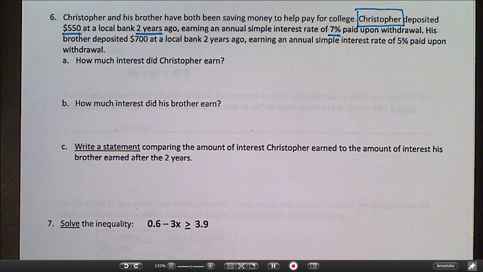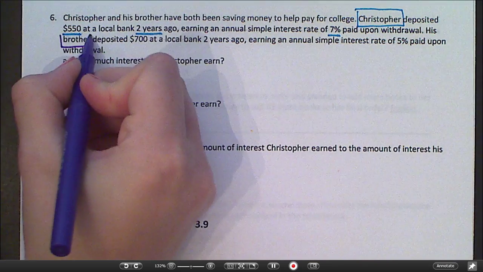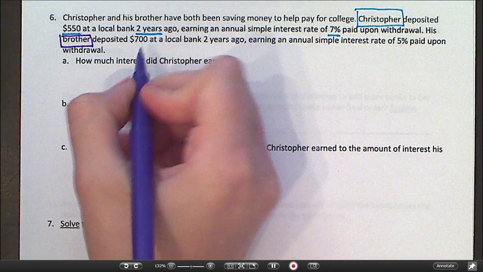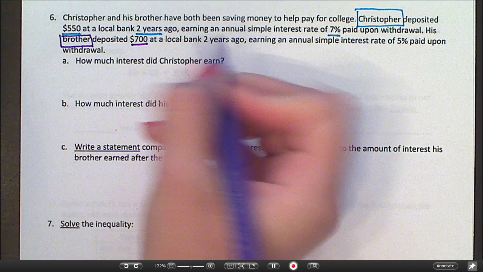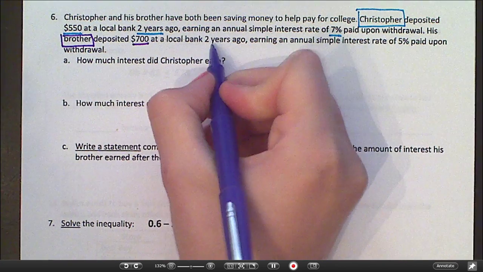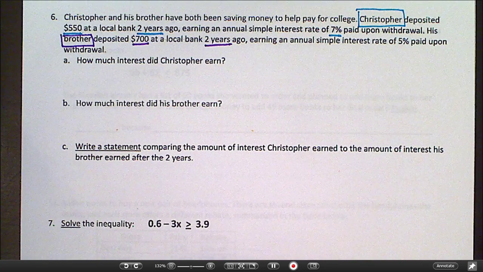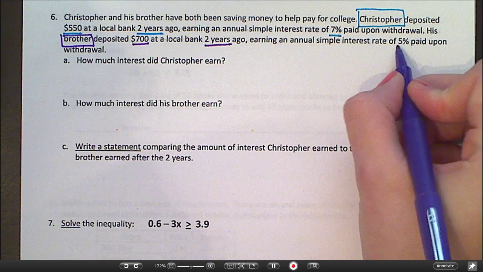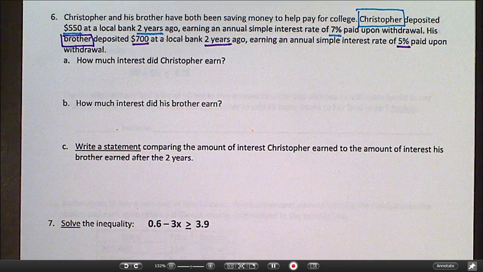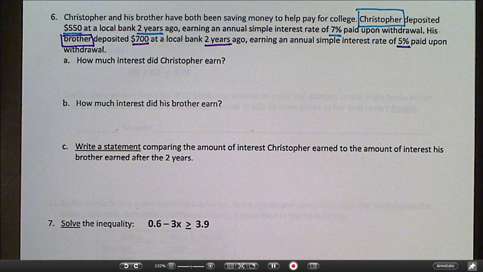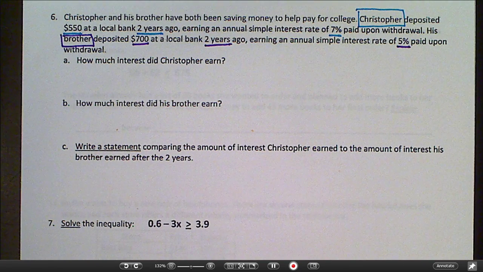His brother, who does not have a name, deposited or put in the bank $700 2 years ago also, but he gets a simple interest rate of 5% paid upon withdrawal. So when he takes it out after the 2 years, they're going to pay him 5% interest. So we have a 3-part question here.